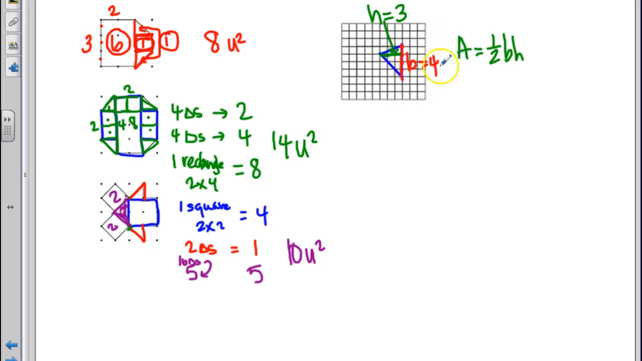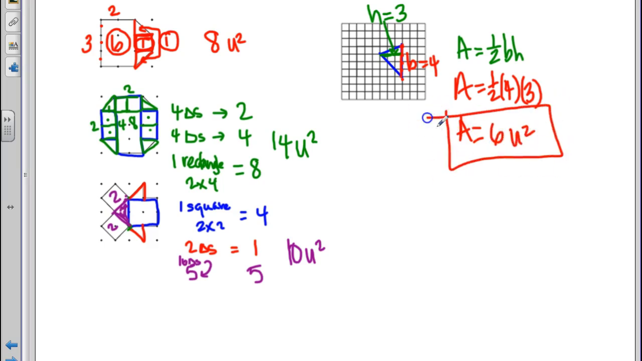You can also count spaces. So area equals 1/2 times 4 times 3. So area equals half of 4 is 2 times 3 is 6. So area is 6 square units or 6 units squared.